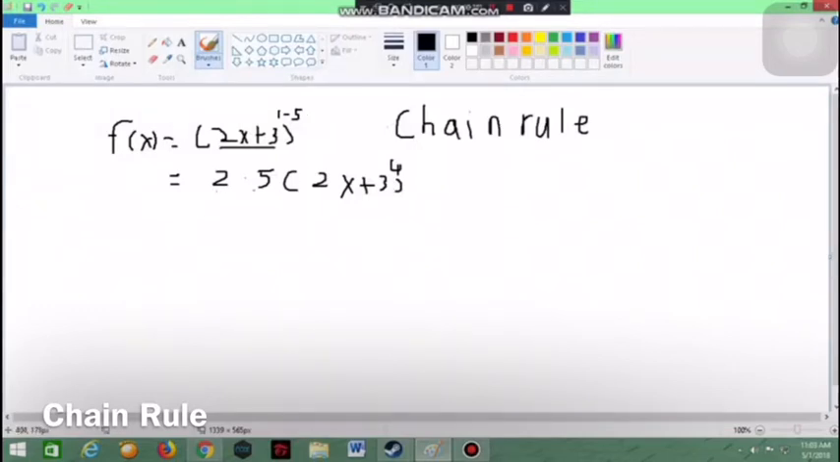And then we're just going to simplify this, and your answer will be f prime of x is equal to 10.